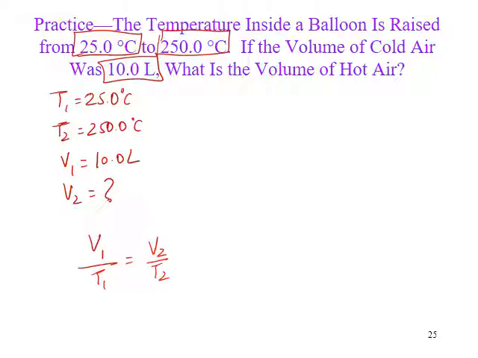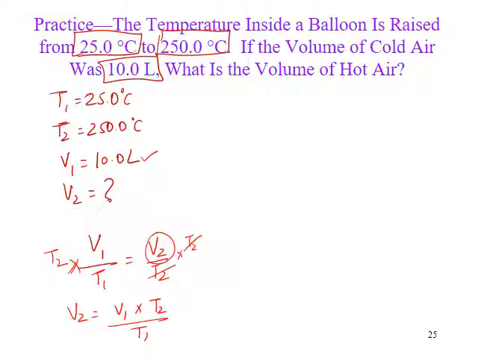Here we are solving for V2, so we need to bring T2 on the other side. So if I multiply by T2 on this side and on the other side, T2 and T2 get cancelled. I'm left with V2, which would essentially be V2 equals V1 times T2 over T1. V1 is given to us in the question. T1 is given to us in the question. T2 is given to us in the question.